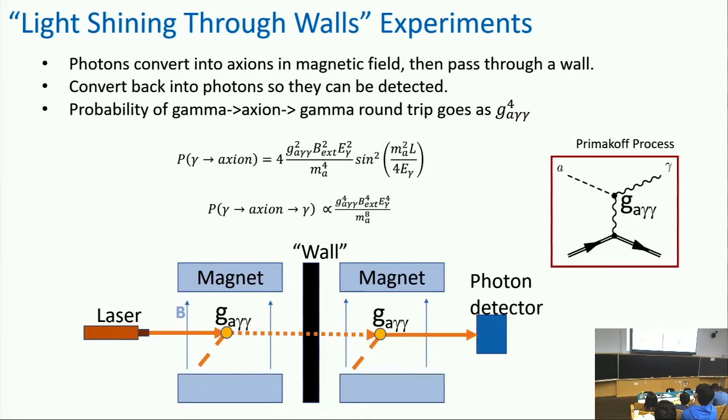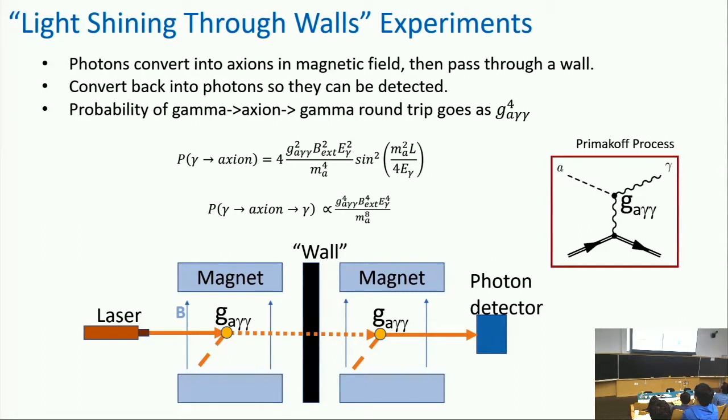This is a very elegant concept. The idea is that if you have a magnetic field, you have a process called the Primakoff process, where axions and gamma rays cannot interconvert with one another in free space because the axion has a mass and the gamma ray doesn't, and so there's a mismatch of energy and momentum. But if you add a magnet, now this interaction can borrow a little bit of momentum from the magnet. The magnet gets a little kick, and you can satisfy conservation of energy and momentum. And the probability for this to happen is determined by this coupling G alpha gamma gamma, which is the one that was plotted on the previous slide.